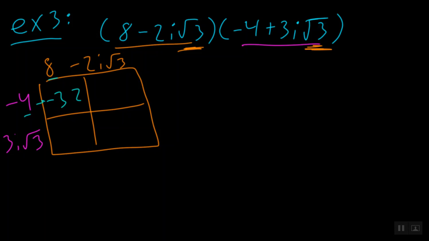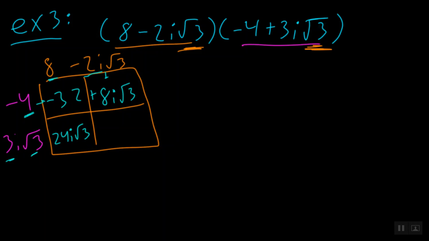Here, negative 4 times 2i square roots of 3, or negative 2i square roots of 3, we have a negative times negative, which is a positive. 4 times 2, which is 8. And remember, it's really 4 times 2i, so that becomes 8i. And since there's no other radicals there, we simply add on the square root of 3. Now from here, we have 8 times 3i. We know that that is 24i. And we tack on the square root of 3.